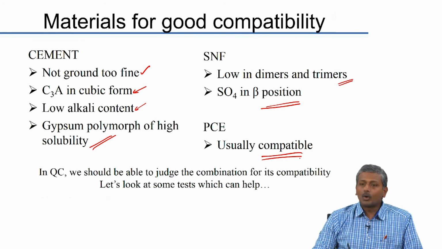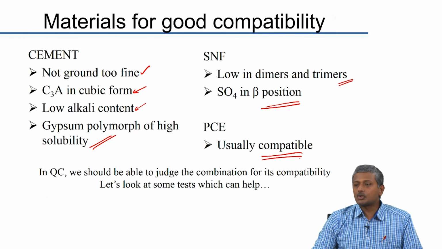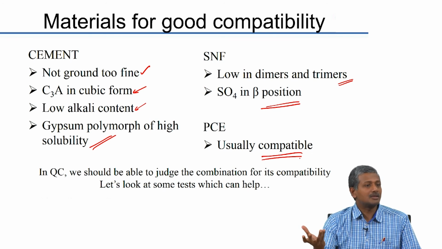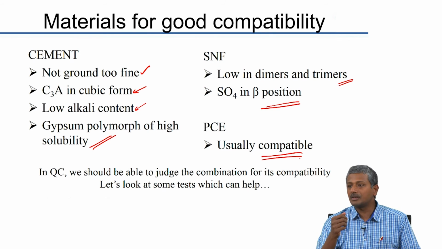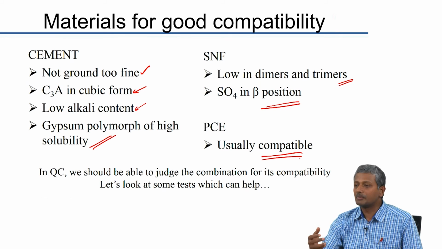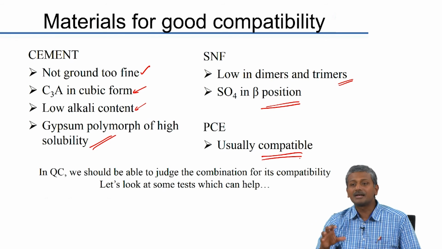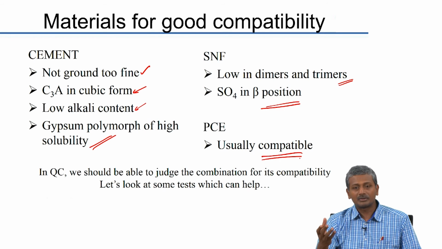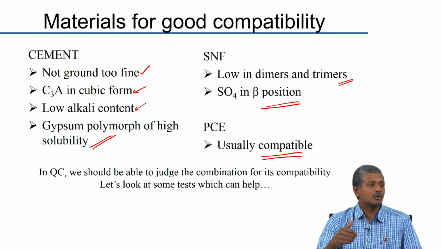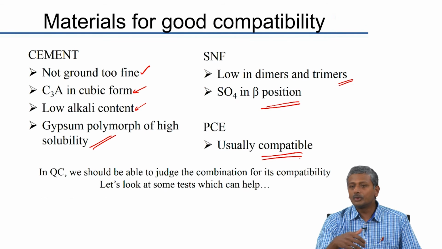So, in quality control, we do not really have a choice about what is the composition and what is the nature of the cement in terms of the type of C3A, the form of C3A and so on and so forth, right. And we also can't control the molecular weight of the superplasticizer, the fact that your sulfonate is in the beta position or whatever. All that is governed by the manufacturer of the cement, manufacturer of the construction chemical.